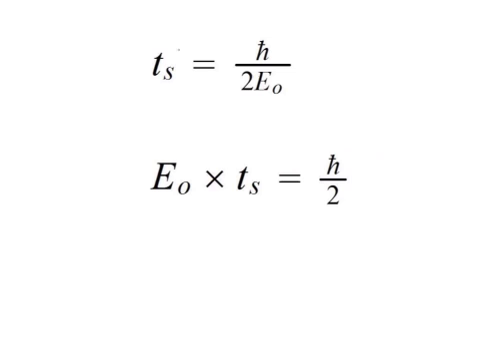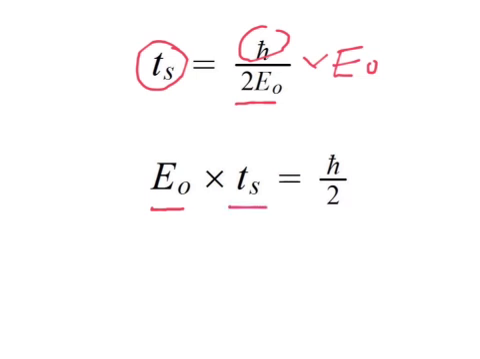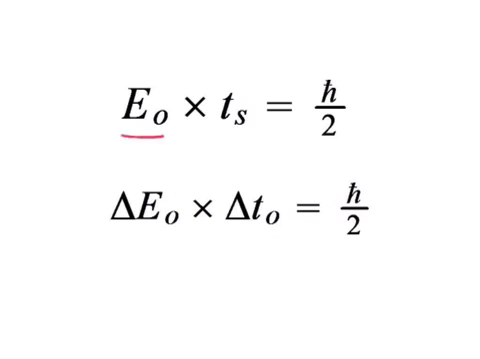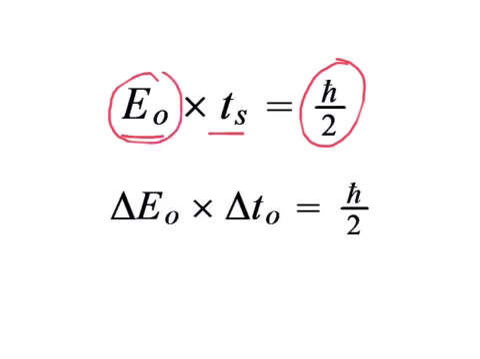Taking our value for small time, h bar divided by 2 times the energy of the universe, we'll rearrange by multiplying each side by E sub O. And we find E sub O times small time is equal to h bar over 2. E sub O is our largest quantity of energy, and T sub S is our smallest unit of time. So we have E sub O times T sub S is equal to h bar over 2. E sub O is our largest unit of energy. T sub S is our smallest unit of time.